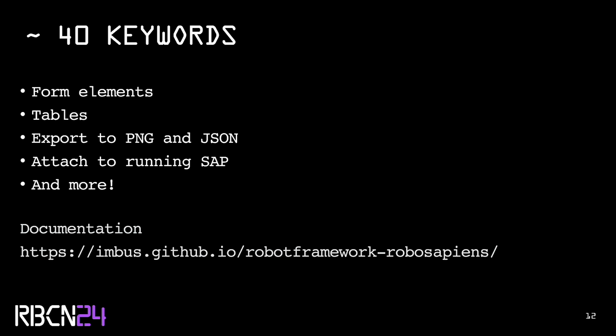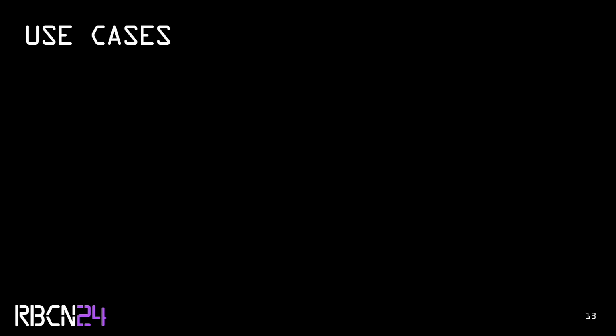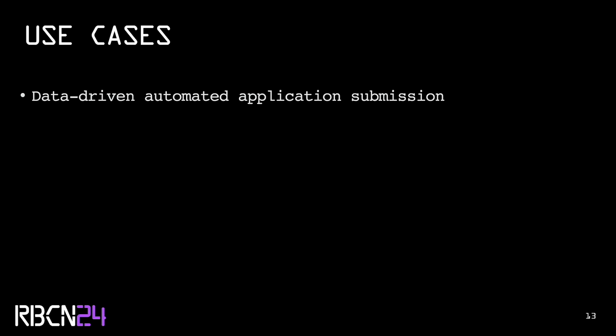So what is Robosapiens useful for? The first use case of Robosapiens consisted in automating the process of filling application forms for test purposes. Each application consists of a dozen forms, and there are dozens of parameter combinations. It's a tedious process and is error-prone. So Robosapiens has been of great help.